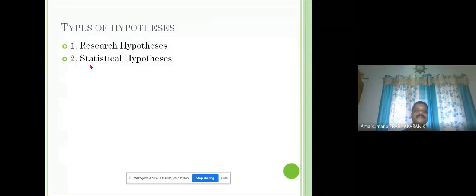Then I am moving to the different types of hypotheses we are using in social science research work. Basically, we are using two different hypotheses in social science research work. The first one is the research hypothesis, and the second one is the statistical hypothesis. A number of other hypotheses are there, but today I am discussing the research hypothesis and the statistical hypothesis, and the interconnection between these two.